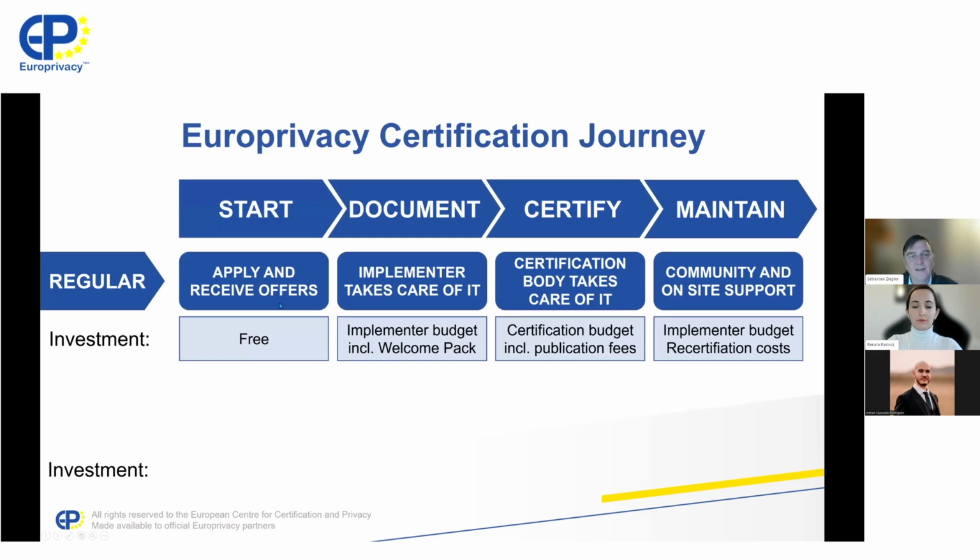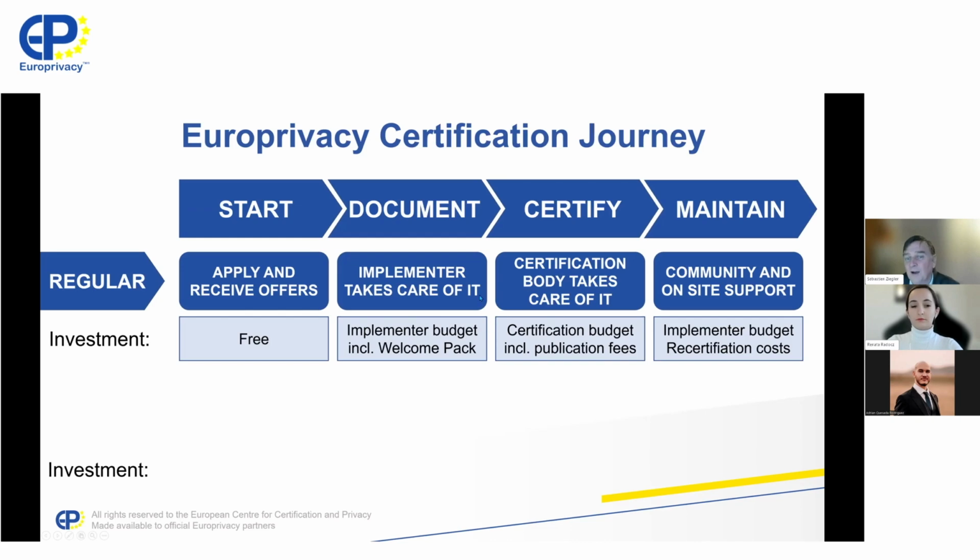The process usually, if you want to implement it, there is possibility to apply and receive offers. So if you go on the Europrivacy website, you can either contact directly the official partners and request some offers, or you can use a form. If you fill this form, we will share it with official partners. Then once you have received an offer, you will start with your partner, the implementer, to prepare and document your compliance. And your partner, the official partner, will help you in this process.